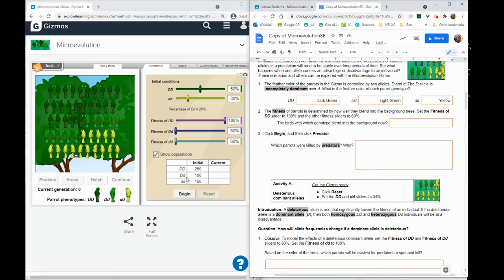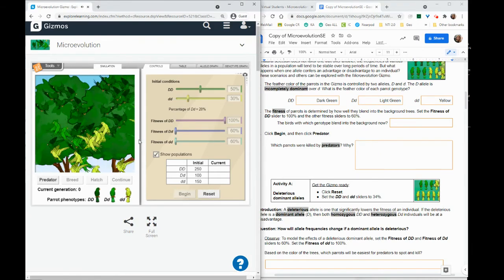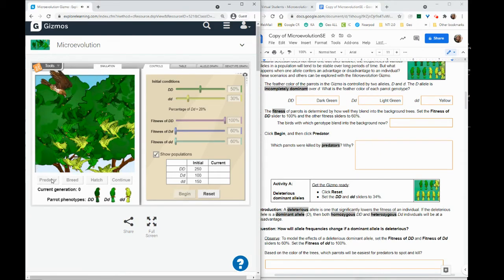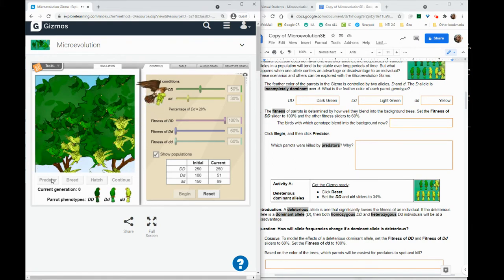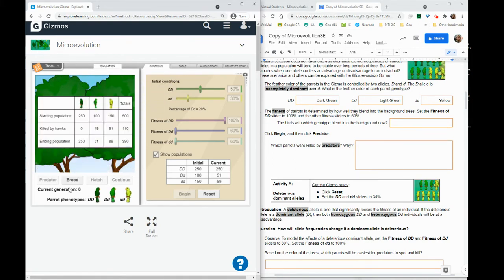Now we're going to click Begin. Let them live their little birdie lives. And then we're going to bring the predators in. So the hawks are going to get their food. And your table will not look identical to mine, but it will look similar if you've set yours up the same way. And so now you're going to answer which parrots were killed by predators and why.